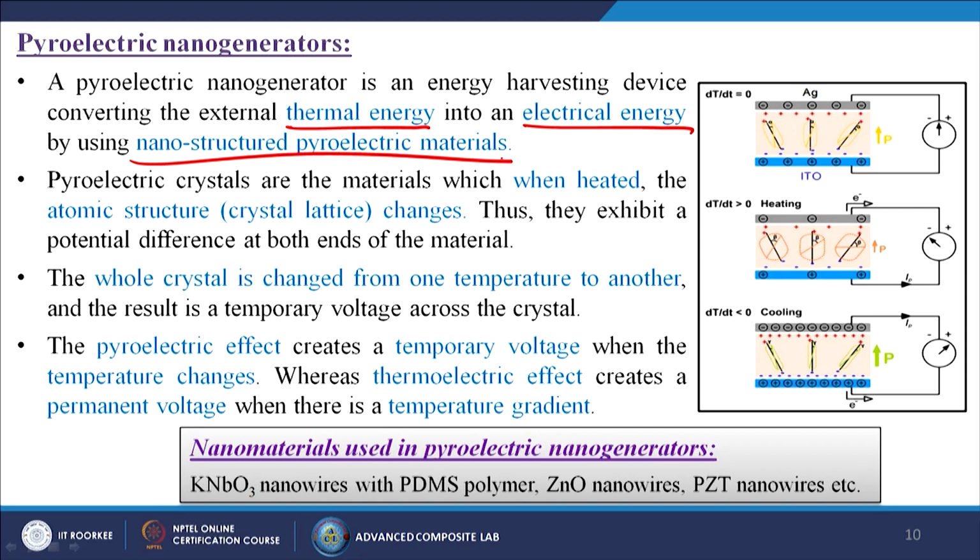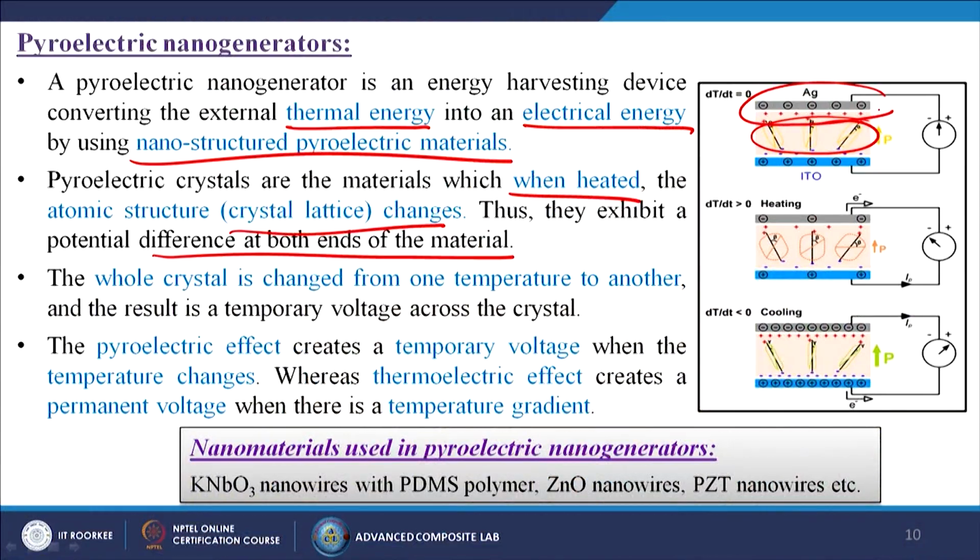Pyroelectric crystals are materials which, when heated, change their atomic structure, and thus exhibit a potential difference at both ends of the material. That means inside the crystal the structure is basically changing. When we apply heat, charge separation takes place: one side gets negatively charged, one side gets positively charged. So automatically the electron flow will start, and in this case we put in storage systems in which we store the electricity, or maybe we can utilize it directly.